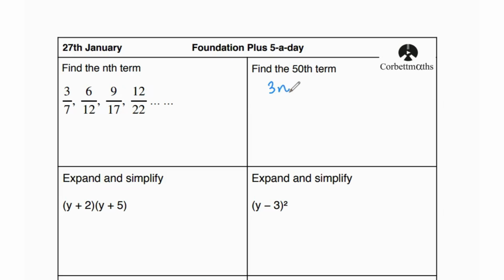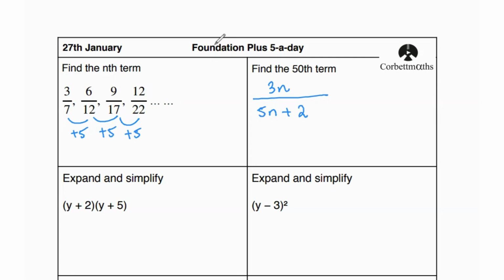And then the denominator, we can see that between 12 and 7, there's a difference of 5. Between 17 and 12, there's a difference of 5 again. And between 22 and 17, again, there's a difference of 5. So in the denominator, we can say 5n plus 2. The reason why I said 5n plus 2 is because 5 is the common difference. Whatever your common difference in the sequence is, you multiply that common difference with n.